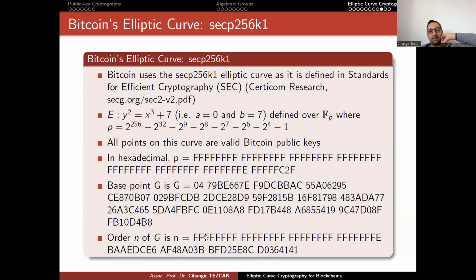The order n is, as you can see, different from this prime number. This is important because the curve doesn't have this many points, but it generates this many points. This is what it means. So at most, this many different Bitcoin wallet addresses you can create.